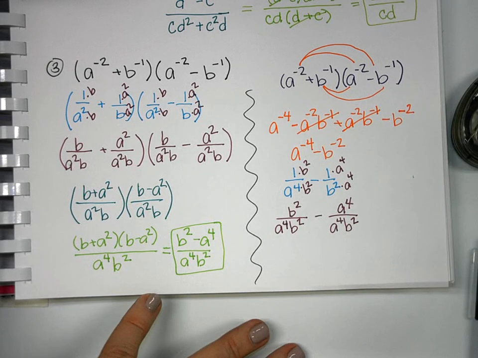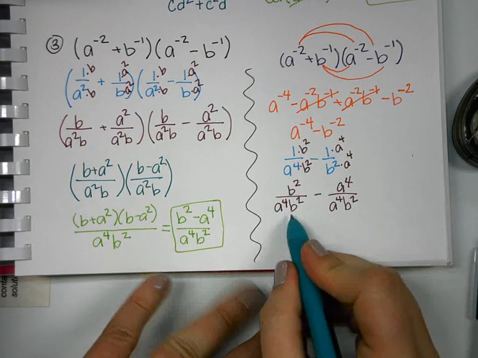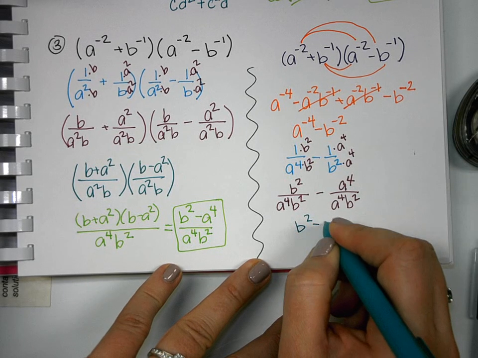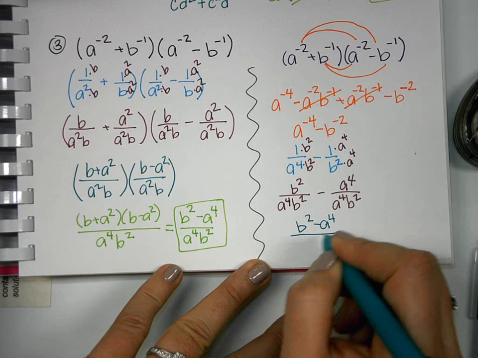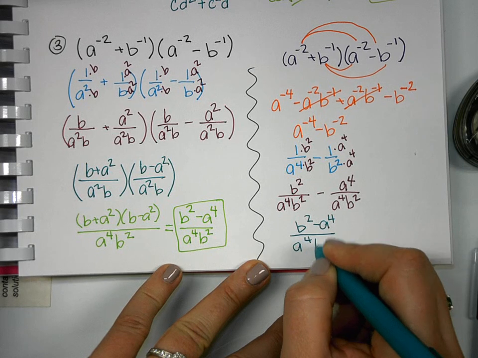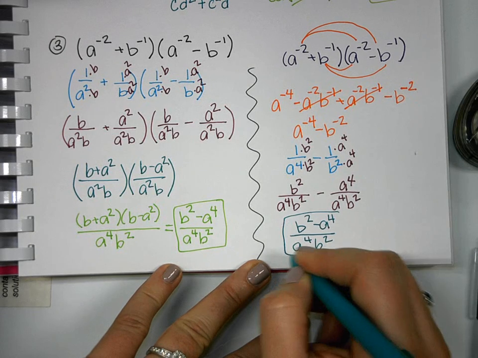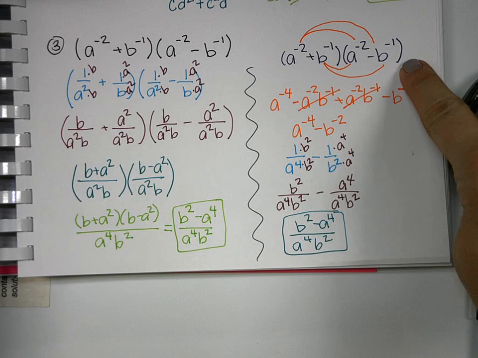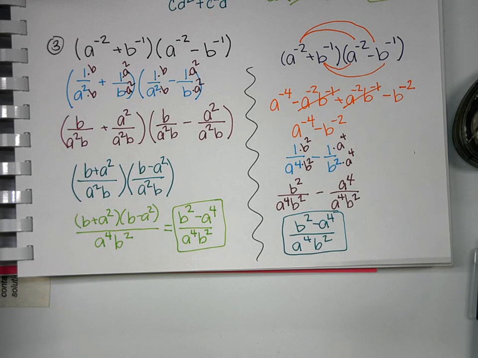And so when we combine, now when we add them, or in this case subtract, we get b squared minus a to the fourth over a to the fourth b squared, which is the exact same answer. There are two different ways to think about it. Sometimes this way might actually be the quicker way to do it. So if you can notice something like that, that's great.